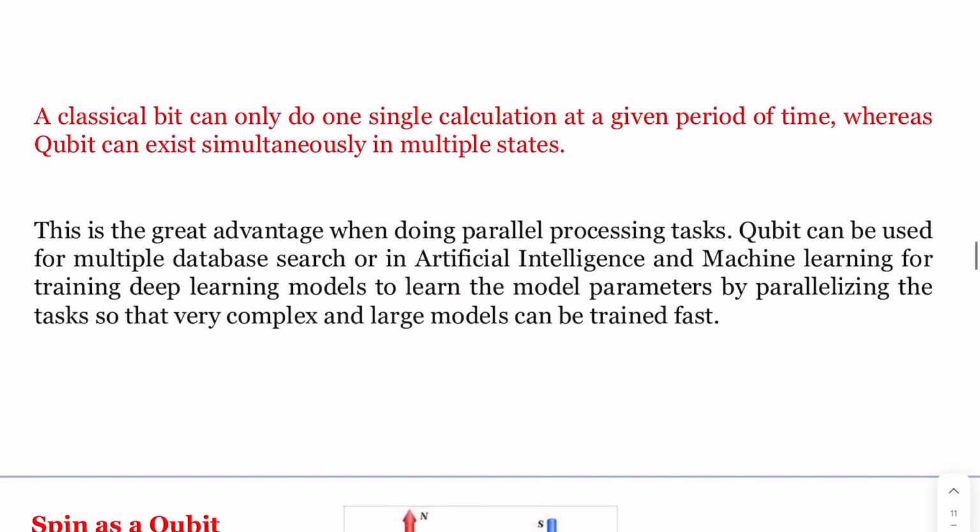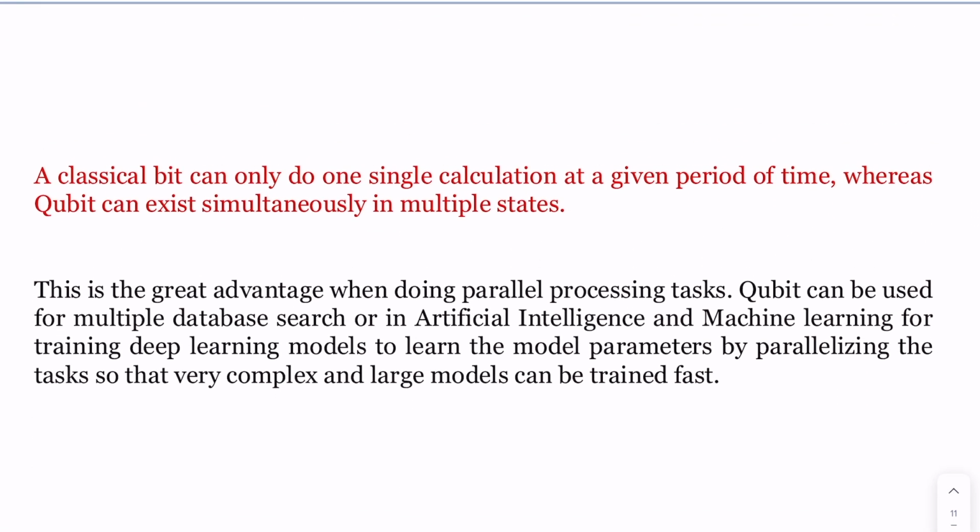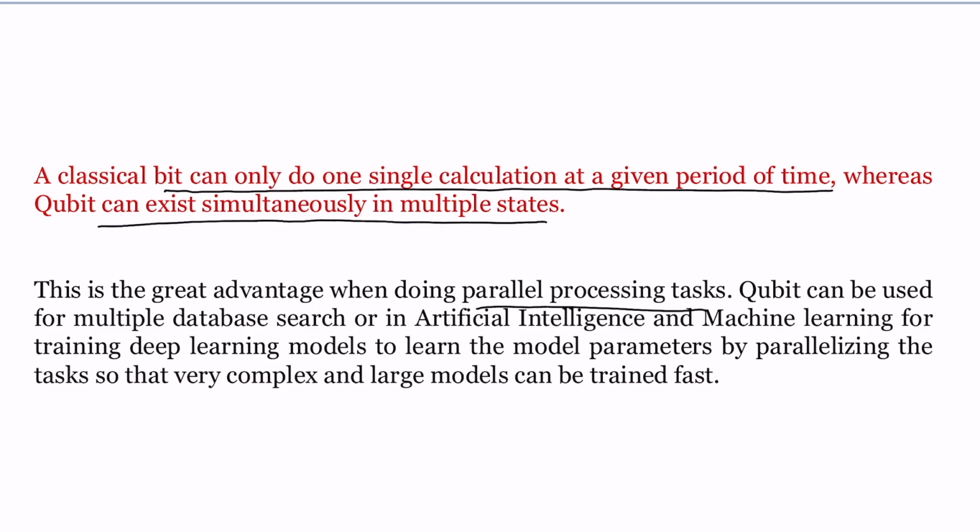Now you know a classical bit can do only a single calculation at a given period of time, whereas a qubit can exist simultaneously in multiple states. So therefore the so-called quantum parallelism is possible. It is the greatest advantage of quantum computation, because it is possible to do parallel processing of tasks.